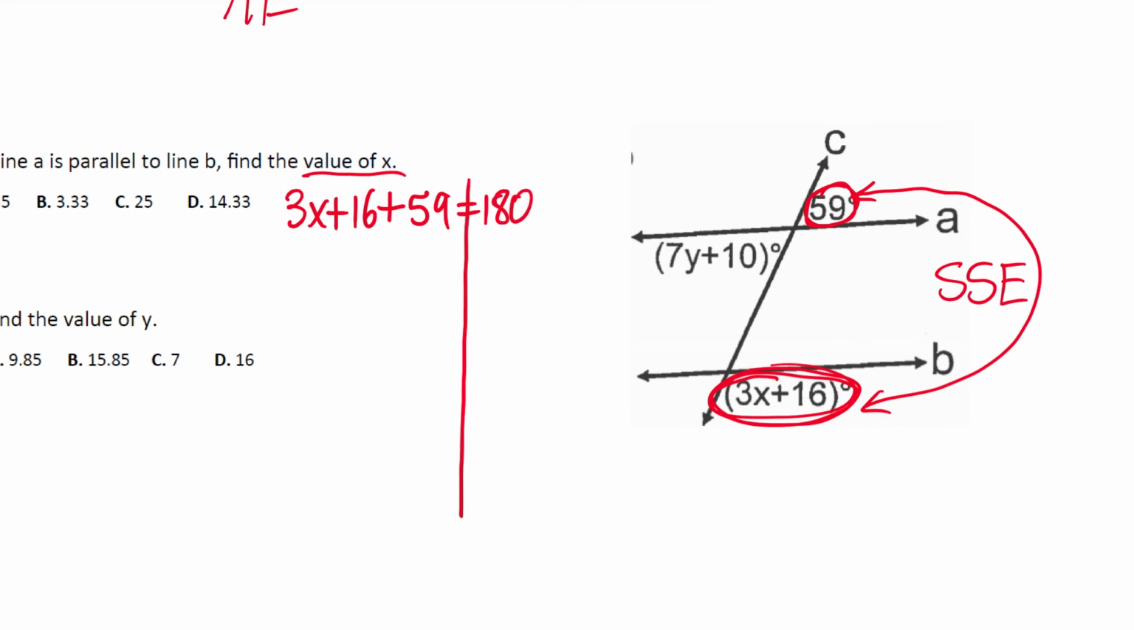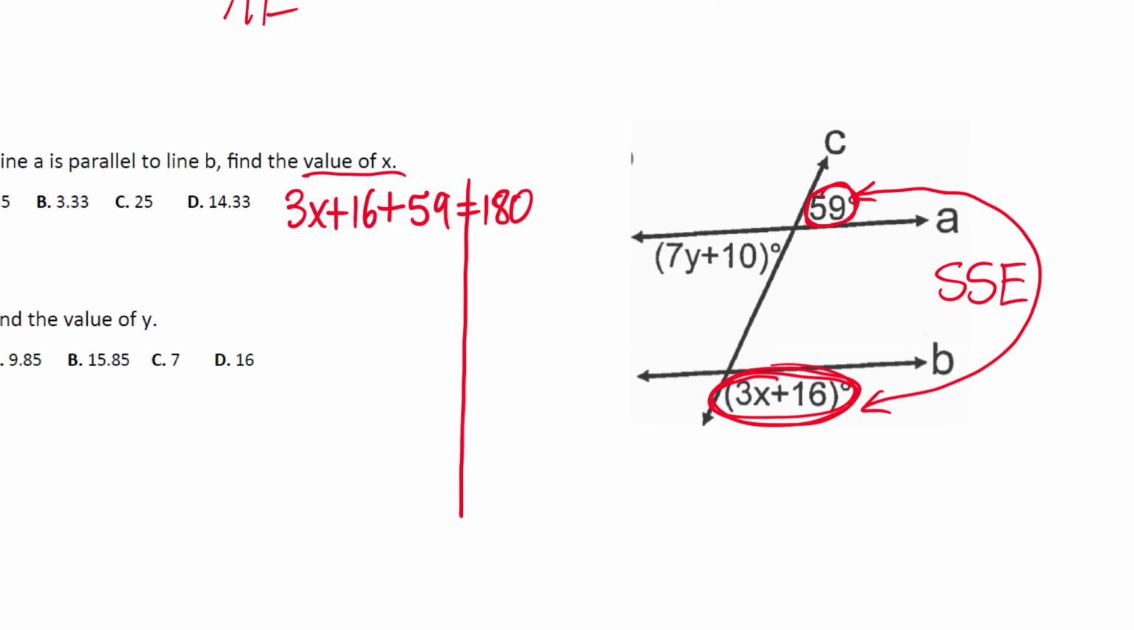Okay. Now, on this one, a lot of people make the same mistake. They just want to put everything equal. Like they want to put 3x plus 16 equals 59. But that's not true here. This angle is not equal to this angle. So that's the reason I did not put 3x plus 16 equals 59. They are same side exterior of parallel lines, which means they're supplementary. That's why I put a plus between these two, equals 180.